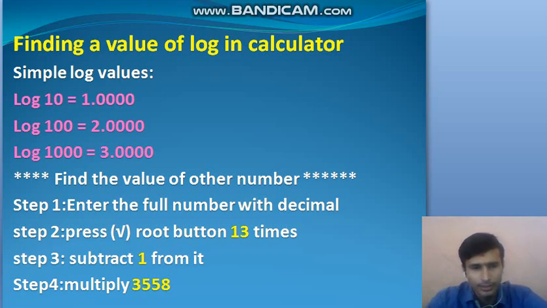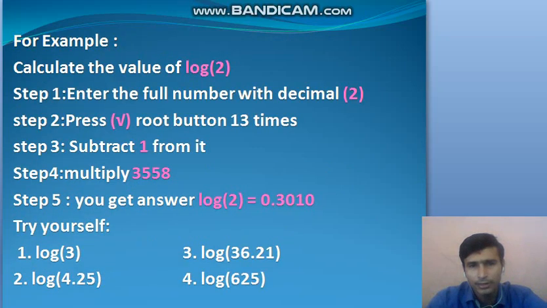Let us take an example of how we calculate the log of 2. Calculate the value of log of 2 in a simple calculator. I will demonstrate later, but here we consider the steps first. Step 1, enter the full number with the decimal. Here there is no decimal point, so only enter 2 in the simple calculator. Step 2, press the square root button 13 times. Step 3, subtract 1 from it, and step 4, multiply by 3558. You get your answer: log of 2 is equal to 0.3010.